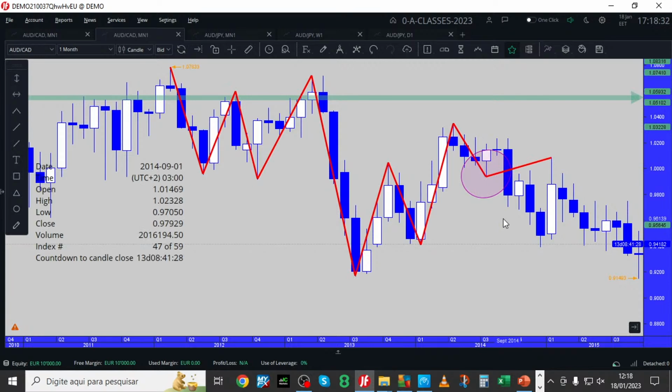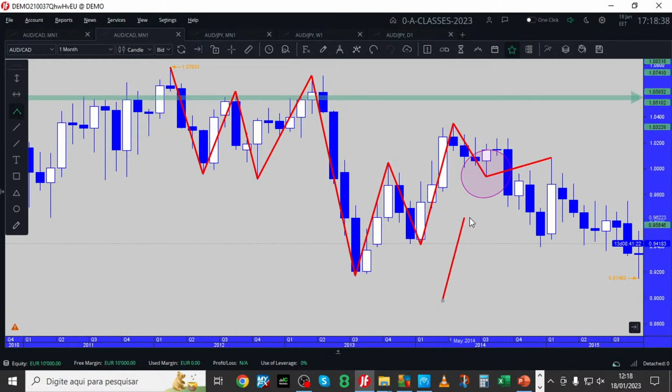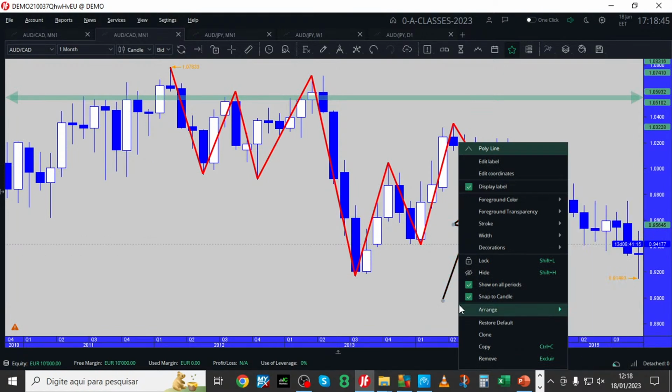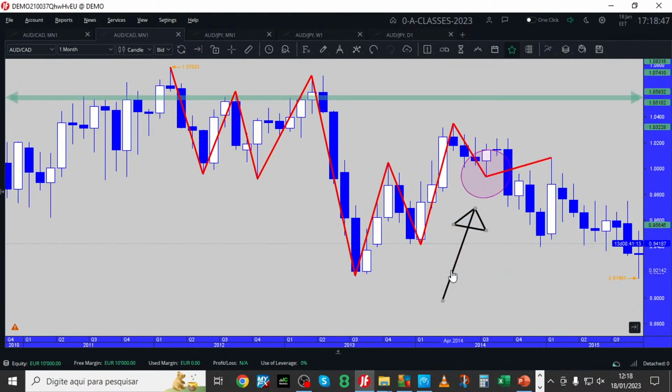Boss, why is this wrong? Because the trend is a sequence of highs and lows, and if I leave this low, and it is a low, make no mistakes, it is a low. If I leave this low like it is and I connect this high, then I'm breaking the rule of the sequence. Why? Because we have another low down in here.